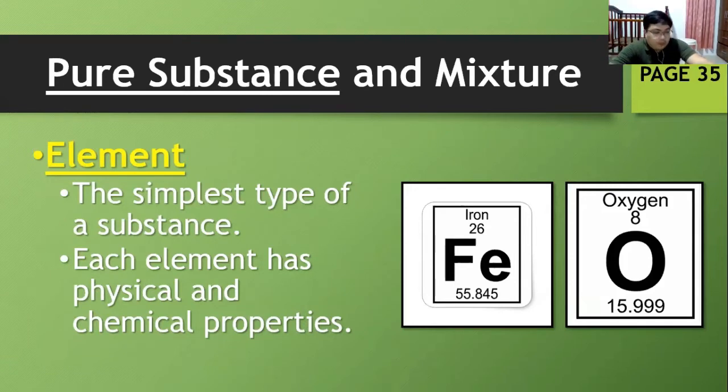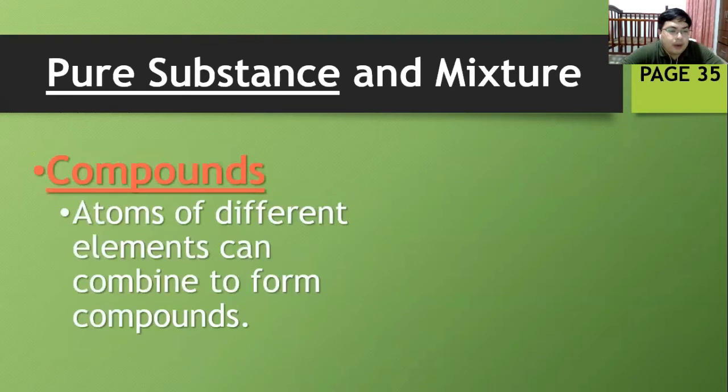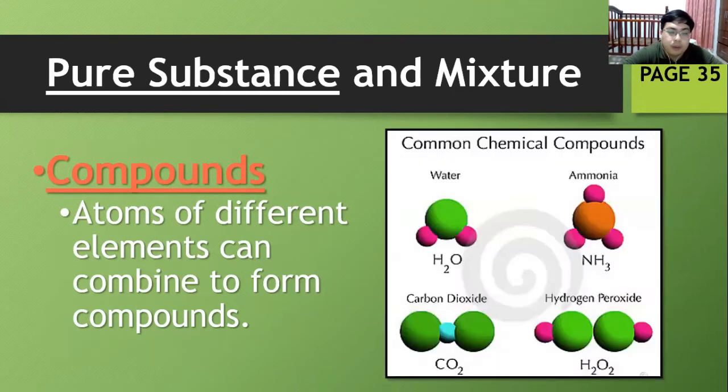Okay? Now, what is a compound? Compounds are a combination of elements; atoms of different elements can combine to form compounds. These are examples of common chemical compounds that we have: water, which is hydrogen and oxygen; ammonia, which is nitrogen and 3 hydrogens; carbon dioxide; hydrogen peroxide. We have a lot of compounds to talk about, but these are just some of the common compounds that we have.